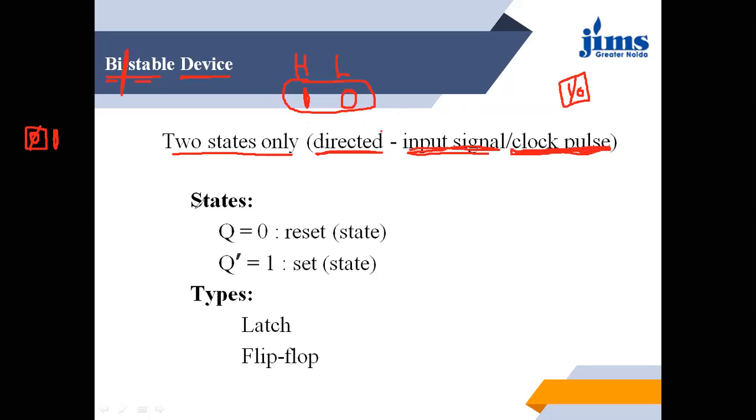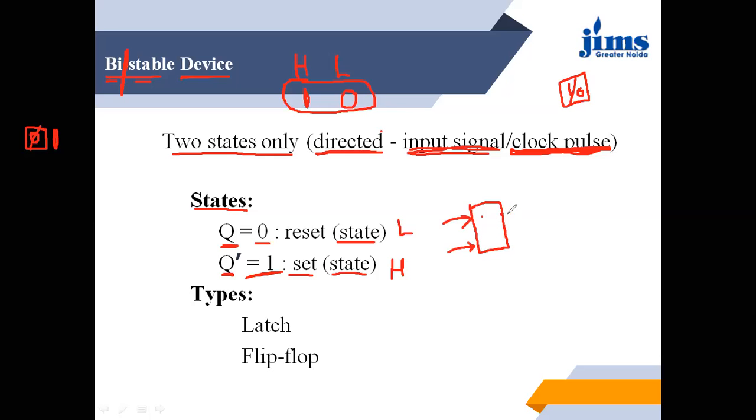As I told you, there are two states. The first one is set and the second one is reset. This is set, which is also called high, and this is reset, which is also called low. So there are two states only, set and reset, high and low, and the values can be either 0 or 1. Means there is a device where the output can be either 0 or 1.